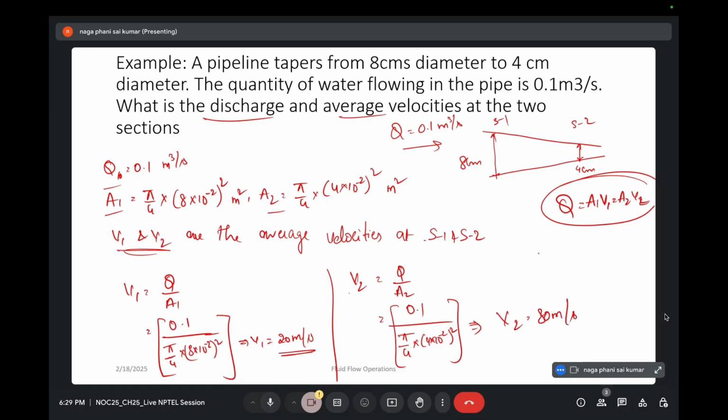If you observe, A1 has a higher area and A2 has a lower area. But if you observe the velocities, V1 is smaller and V2 has a higher value. That means if area is higher, velocity will be lower, and if area is lower, velocity will be higher. Because to follow the equation of continuity, when you multiply two terms, the product should be constant. So if one variable is higher, the other will be smaller.